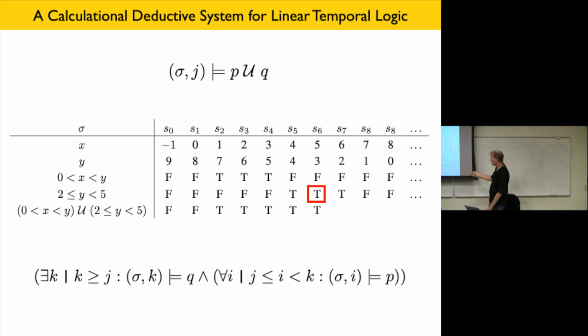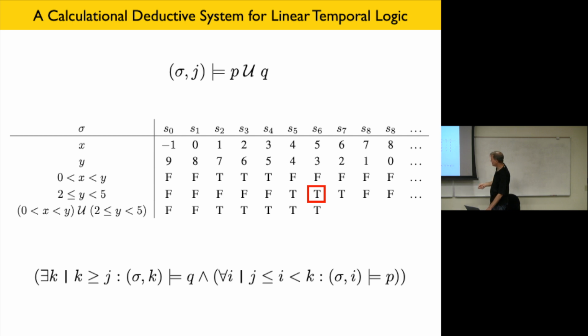Yeah, but the next one would... but the thing of it is that if Q is true, it doesn't matter whether P is true or not, it's true. Are you with me on that? Because it's P until Q. If Q is true, it doesn't matter what.